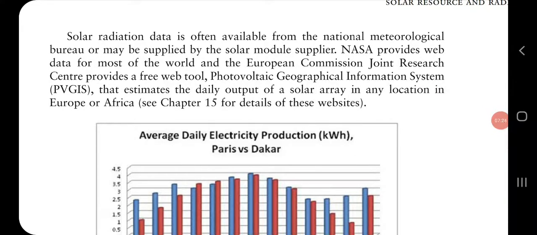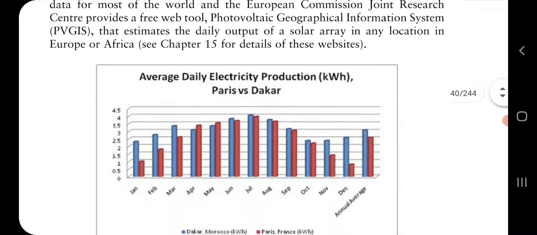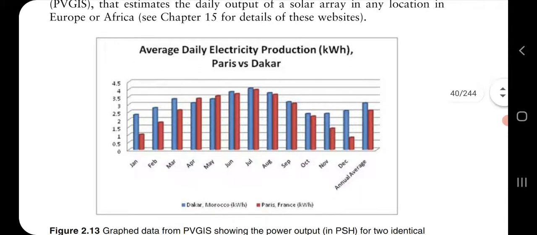Solar radiation data is obtained by many agencies. For example, NASA also provides solar energy data. The European Commission Joint Research Centre provides a free tool, the Photovoltaic Geographical Information System. So depending upon the area, the energy transmitted by the sun is absorbed differently.